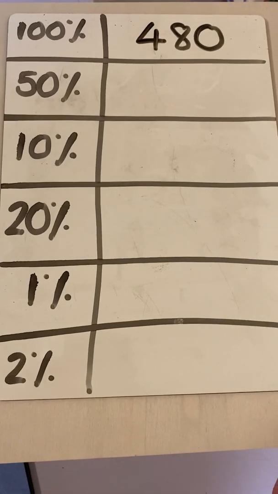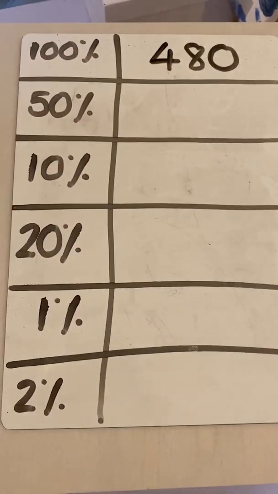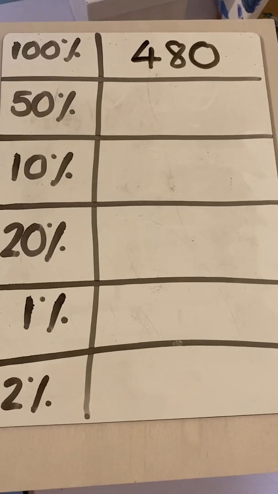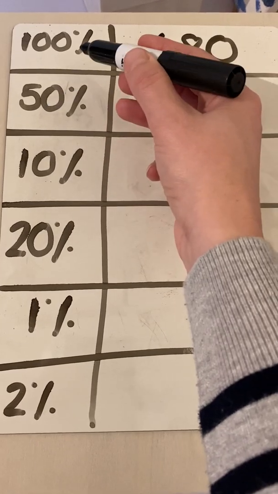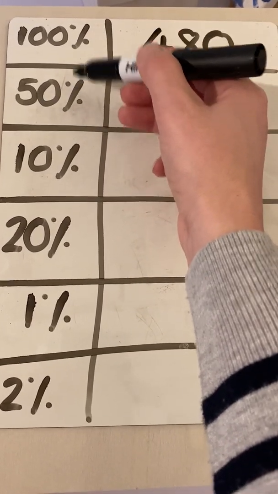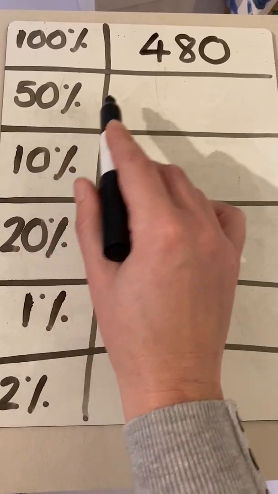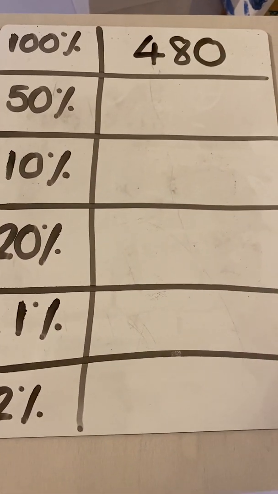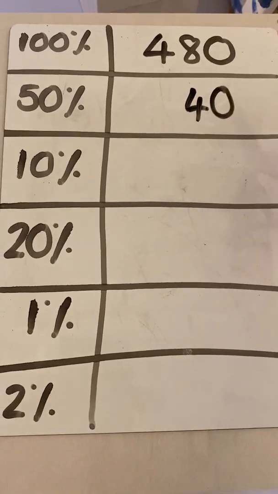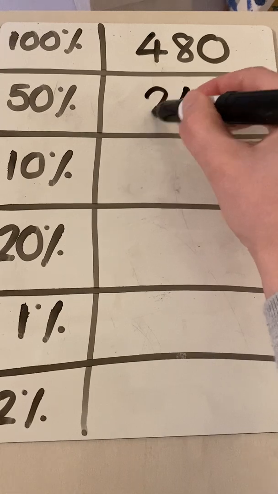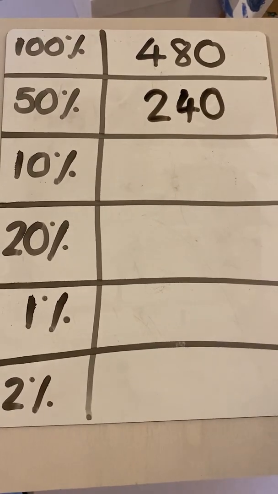So today, for this example, in my 100%, I'm going to write down 480. Okay, so that's my whole number. I've got 100% of it. I've got the whole number, 480. So to find 50%, I know there are two 50s in 100. So 50% is half of 100. So to find my 50%, I'm going to halve 480. So I know that half of 80 is 40, and I know that half of 400 is 200. Okay, so I can see straight away that 50% is 240.